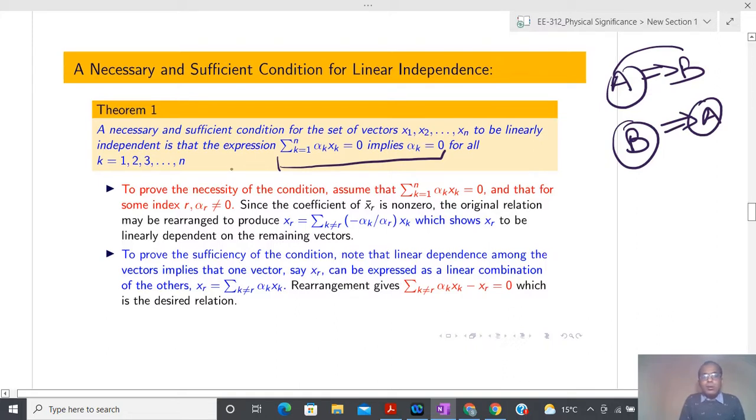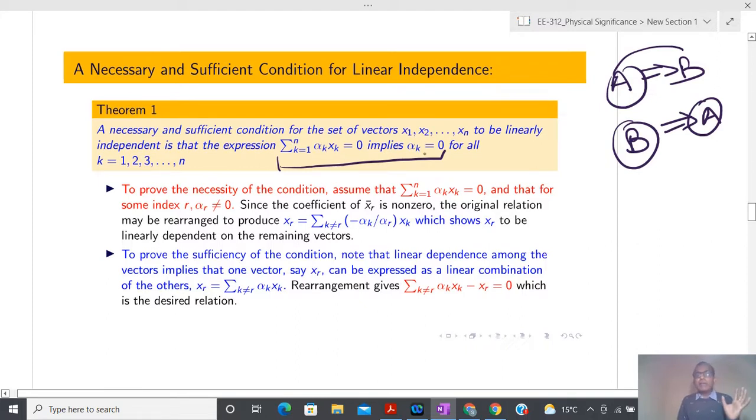So now I am going to prove the necessity of the condition. Suppose x1, x2, and xn are vectors I have selected from some space. Now I have defined the linear combination, and suppose that if the linear combination is 0 and that implies all scalars alpha k are equal to 0, then we are saying that all vectors are linearly independent.